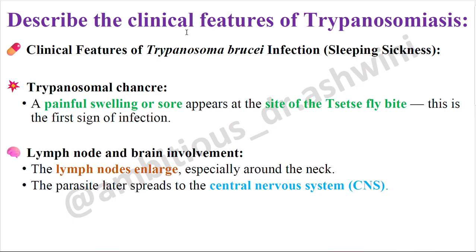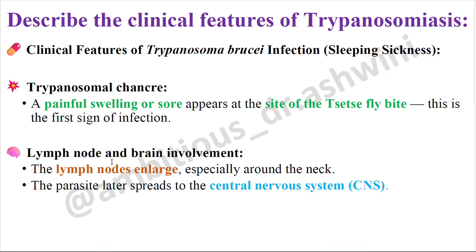Now we will see the clinical features of trypanosomiasis. Clinical features of Trypanosoma brucei infection, which is sleeping sickness. First one is trypanosomal chancre. A painful swelling or sore appears at the site of the tsetse fly bite. This is the first sign of infection.